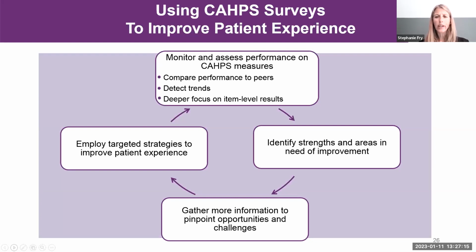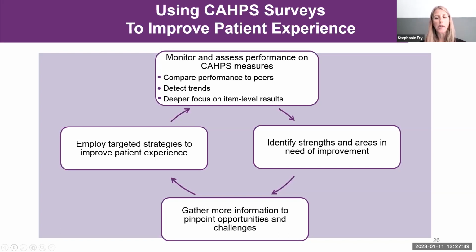Continuing along your CAHPS journey, so you have your data, you've run your scores, now what? You can use your CAHPS results to identify ways to improve patient experience. CAHPS is designed to support a classic quality improvement cycle, which is what you see here on this screen. Looking at comparative data, or maybe even trends for your own scores over time, you can identify what's going well, what are the areas where you think improvement could be needed. How do the individual question level results help you to get a more nuanced understanding?